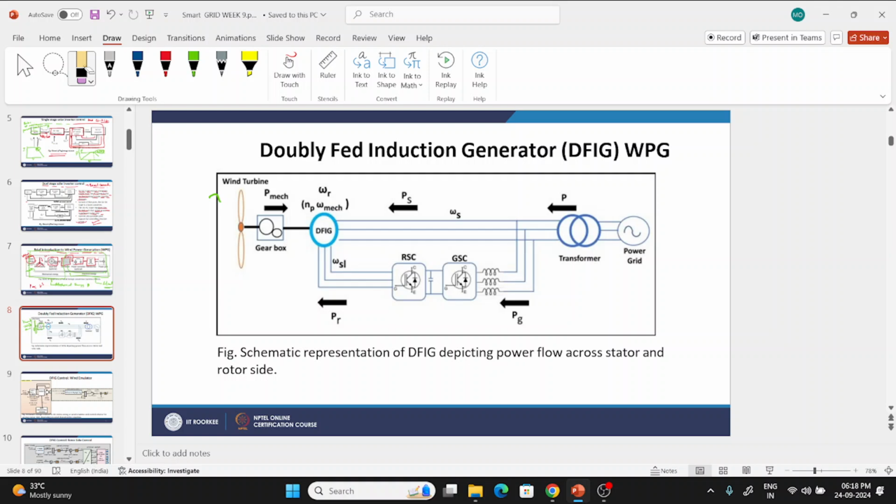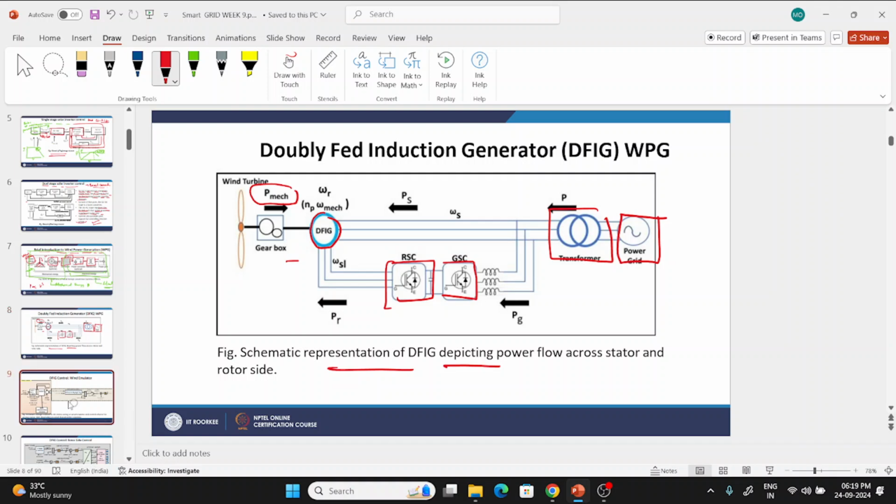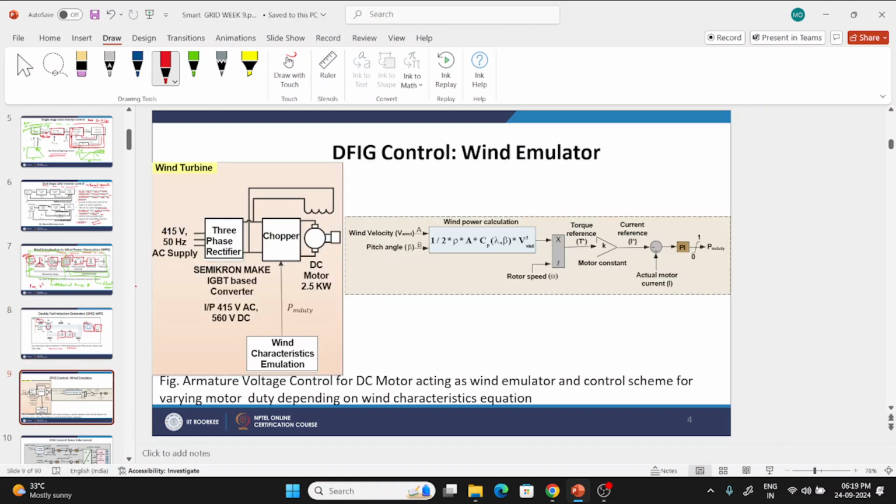Okay, P mechanical. Based on this P mechanical, there will be a rotation. Okay, and it is connected to this RSC and GSC, grid side converters. Okay, then they are all connected to the power transformer and a power grid. So this is the schematic diagram which represents how the power flows across the stator and the rotor of a DFIG.